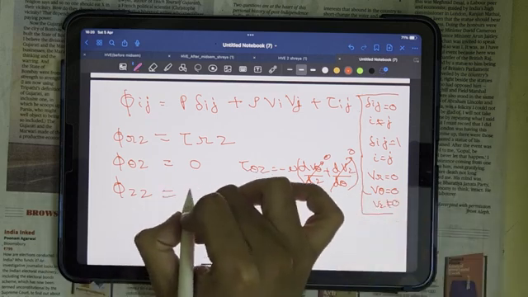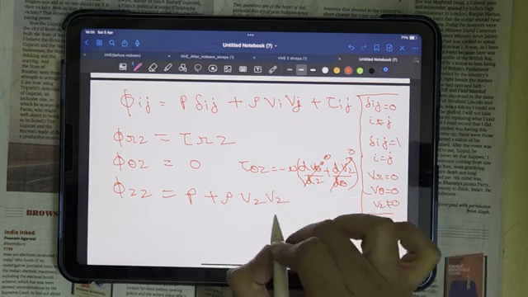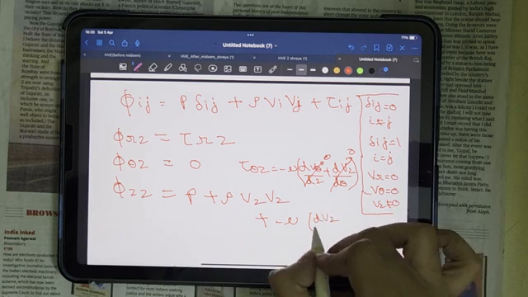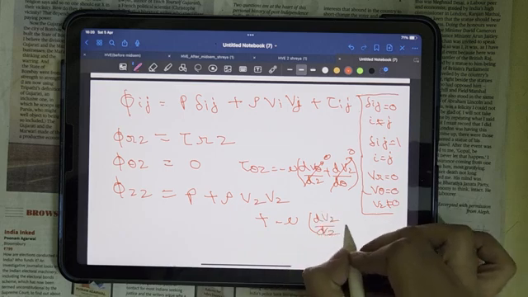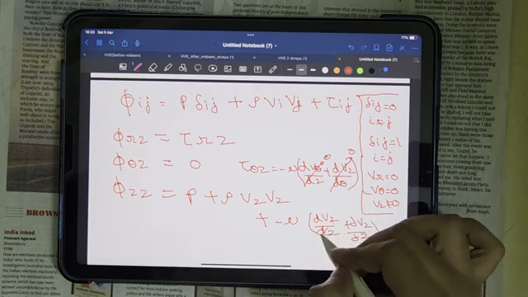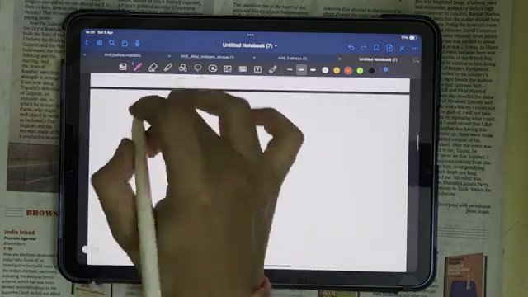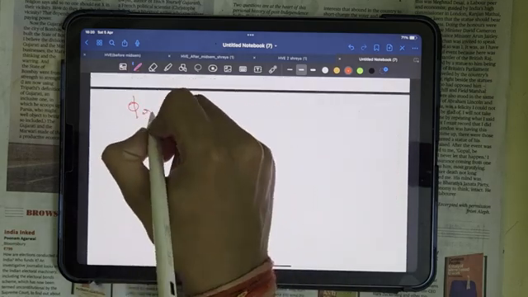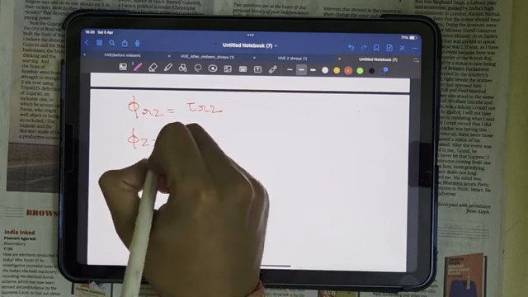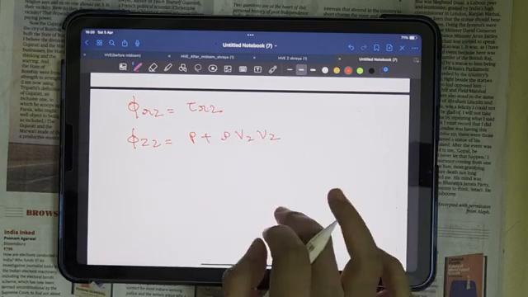Phi zz will be P plus rho Vz Vz. And for the third term, it will be minus mu (dVz/dz plus dVz/dz). As Vz is not a function of z, this becomes 0. So what we get is phi rz is tau rz and phi zz is P plus rho Vz Vz.